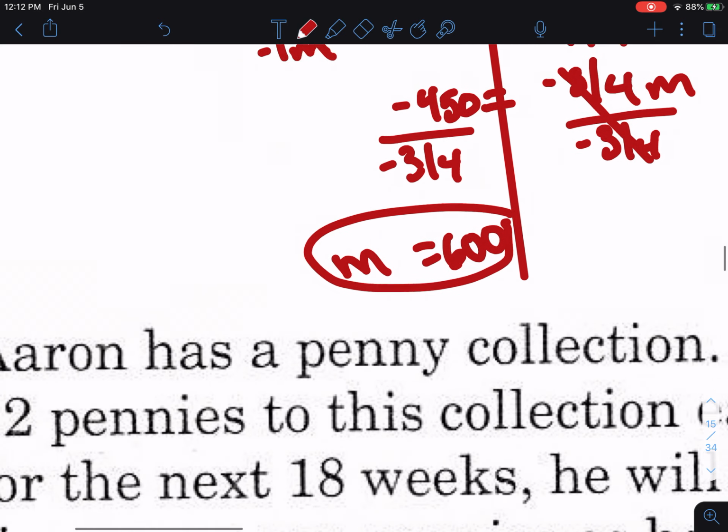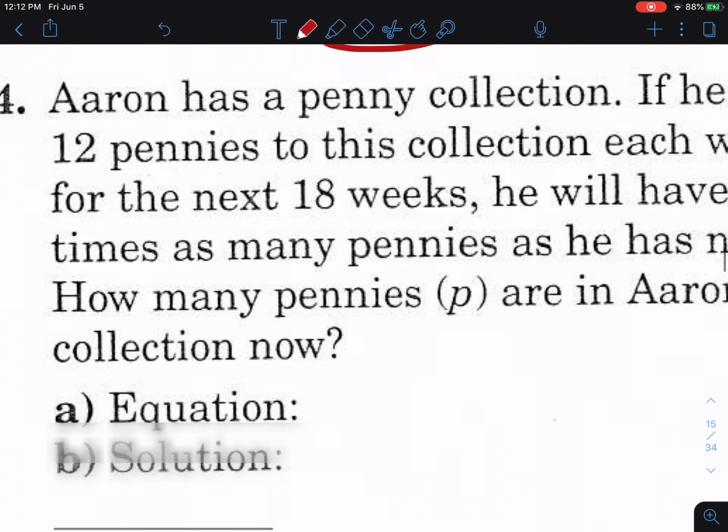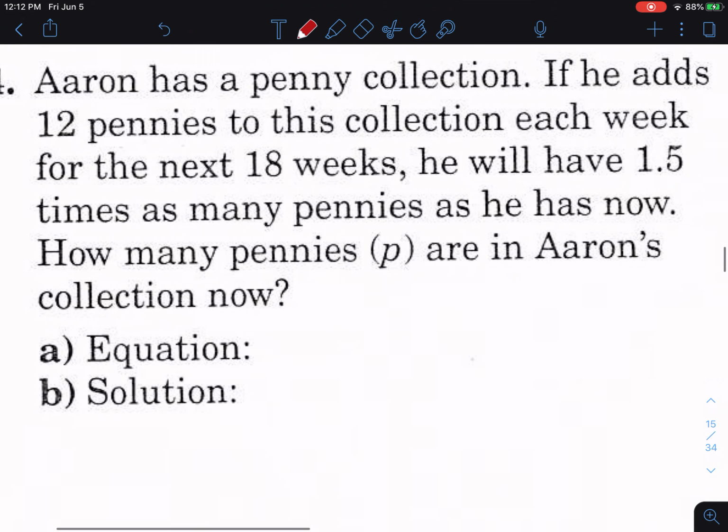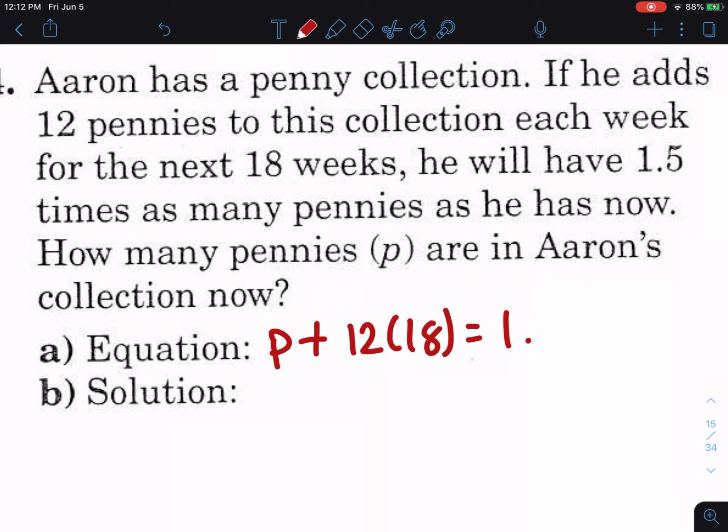Okay, so let's move down to 4. It's kind of the same notion. Aaron has a penny collection. If he adds 12 pennies to this each week for the next 18 weeks, so he's going to start out with P pennies, and he's adding, so we're going to do plus. He adds 12 pennies each week for the next 18 weeks. Then it says he will have 1.5 times as many. So this is times. Remember, times is just multiply. Pennies as he has now. So we're going to do P.